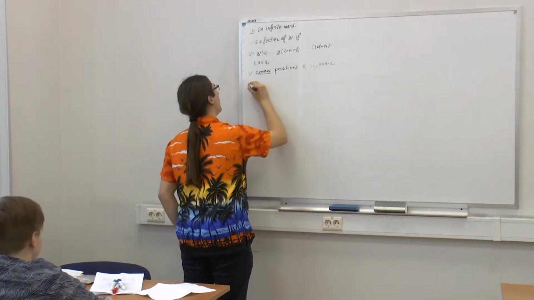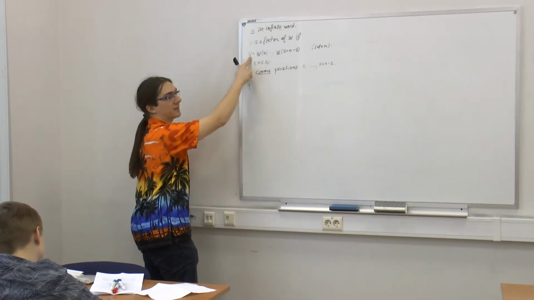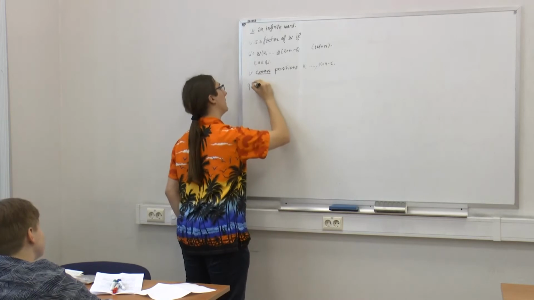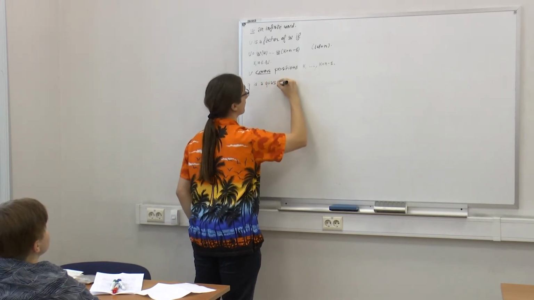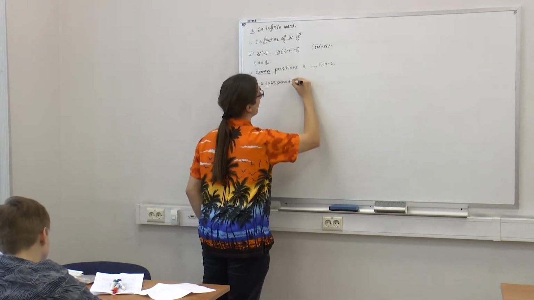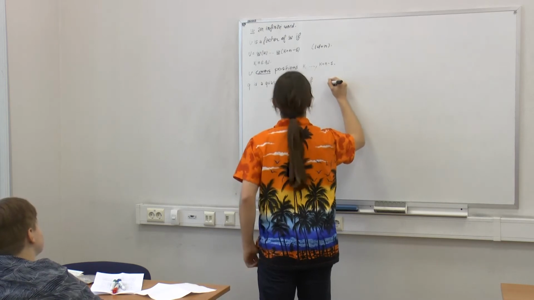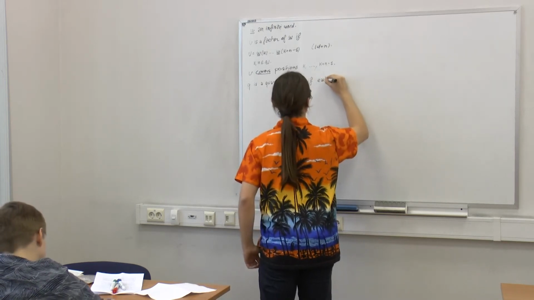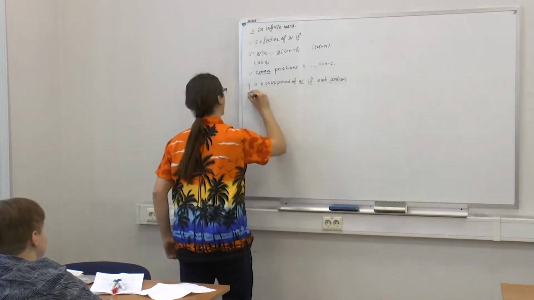So I say that q, a finite word, remember, if it's underlined, it's infinite. If it's not underlined, it's finite. So q is a quasi-period of w if each position of w is covered with occurrences of q.